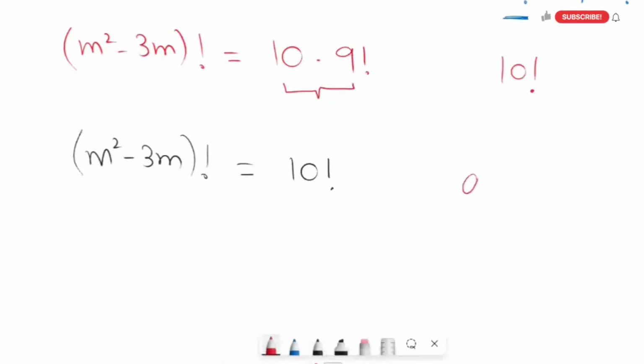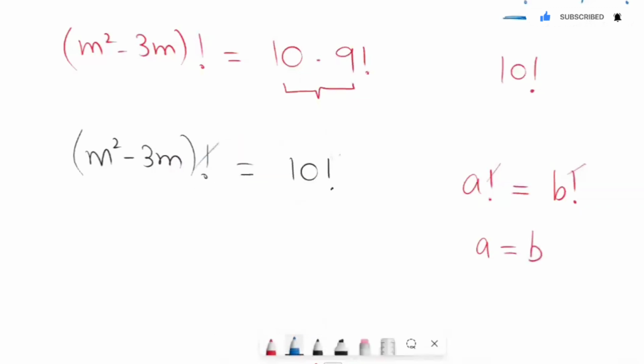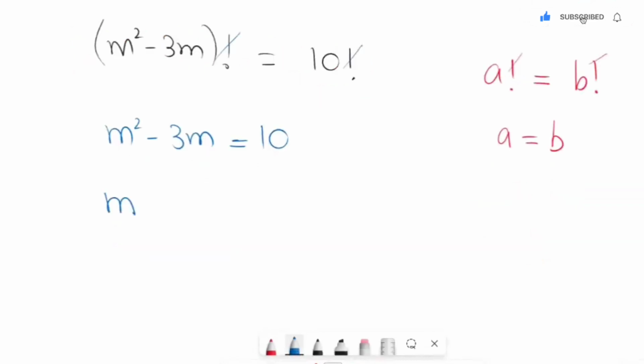And we have a! is equal to b!, so here the factorials get cancelled, so a is equal to b. Same as here, the factorials get cancelled. So the remaining expression we get is m² − 3m is equal to 10. I am going to take this 10 to the left hand side, so m² − 3m − 10 is equal to 0.